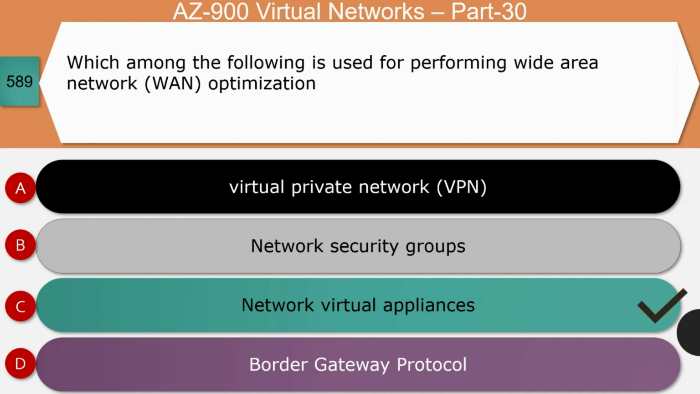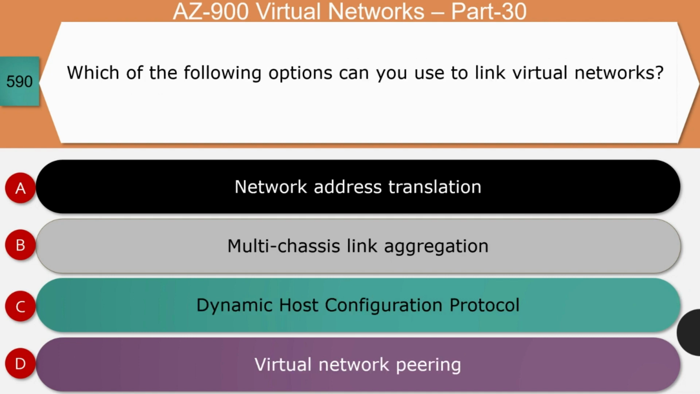Let's see the reason. A typical network virtual appliance involves various layers, that is 4 to 7 functions like firewall, WAN optimization, application delivery controller, router, load balancers, IDS, proxies, SD-WAN edge, and more. And so the right answer for this question is network virtual appliances.